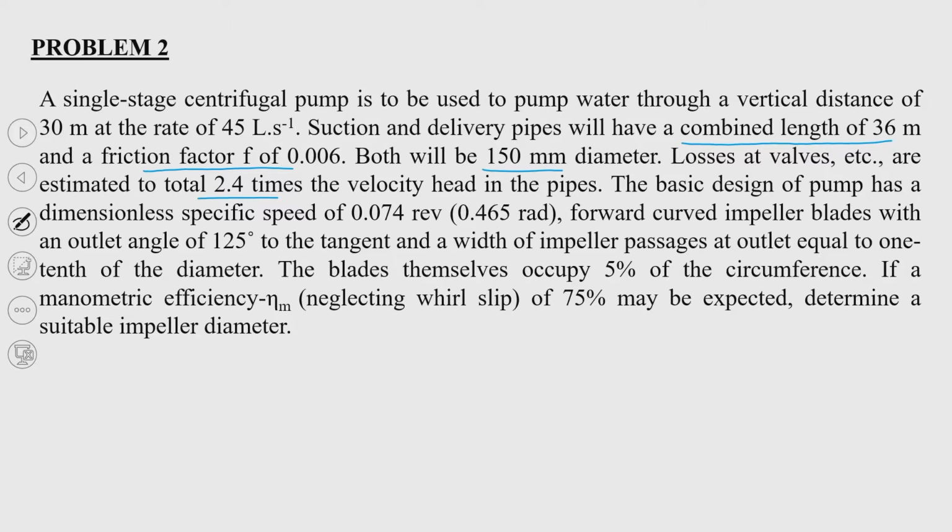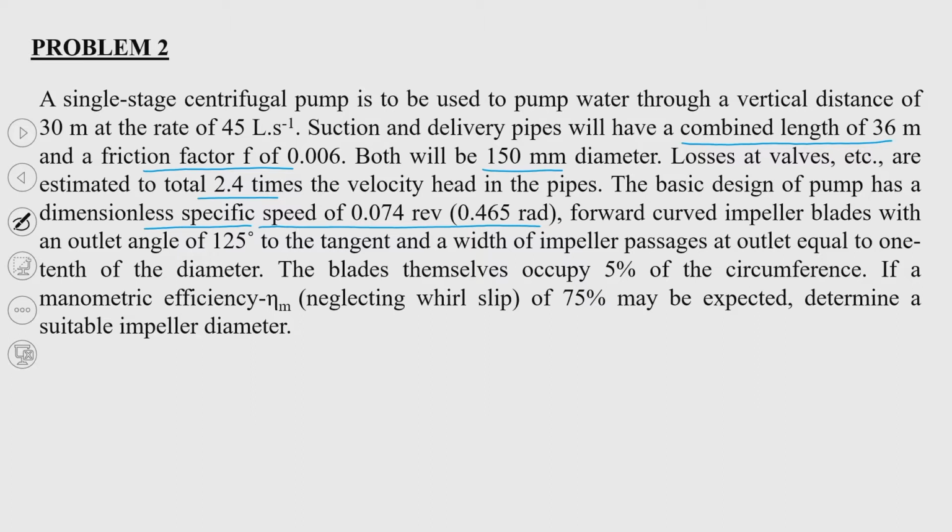The basic design of the pump has a dimensionless specific speed of 0.074, which is very important, but for the time being I will not ask you to focus on this point, since we did not discuss this very important term in the context of pump operation. For the specific speed I will use one particular formula. For the time being I request you all to accept that, but in one of the forthcoming classes I will discuss this part in greater detail.